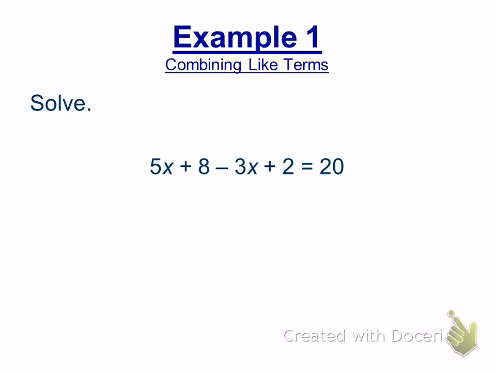All right, so here's an equation for you. Everybody writing, everybody working. 5x plus 8 minus 3x plus 2 equals 20.